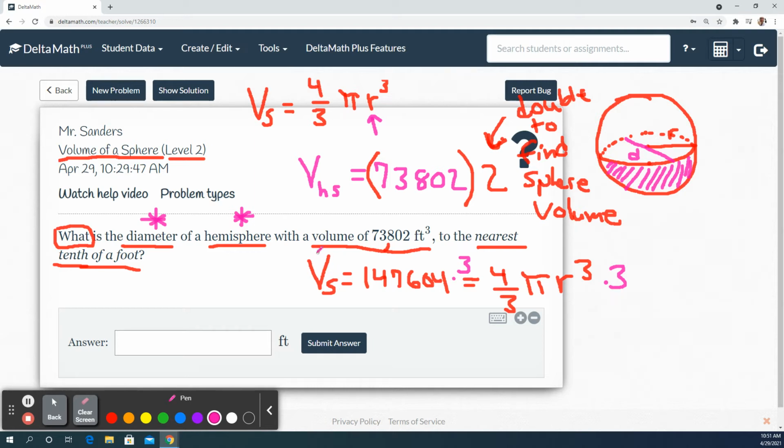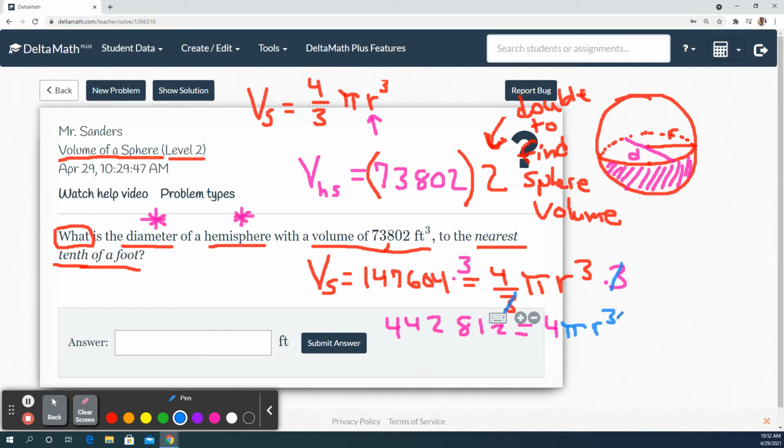All right, so I'm going to go ahead and start using the calculator in my hand right now. Otherwise, I have to keep switching back and forth here. So that's 147,604 times 3 equals 442,812. Now I got rid of that 3. So that 3 and that 3 are gone. I still have the 4. There's a pi and an r cubed, which is what I'm after.